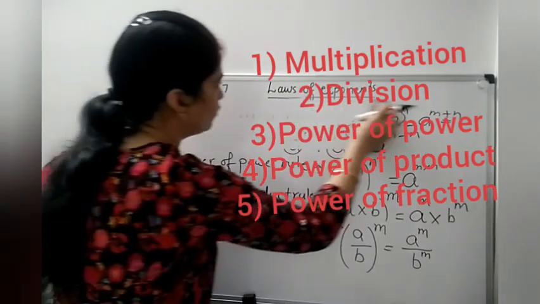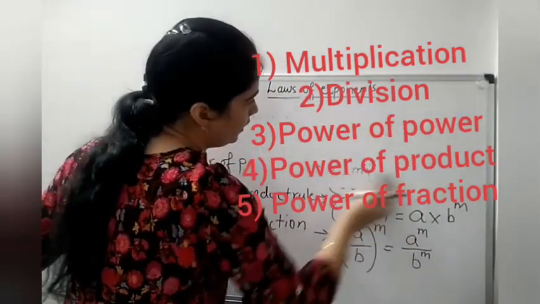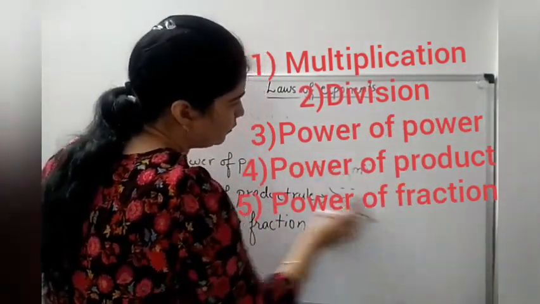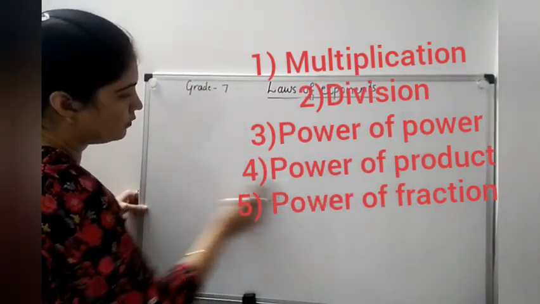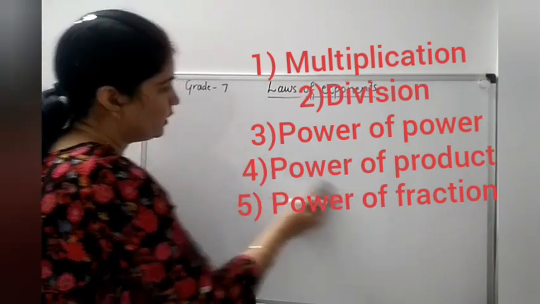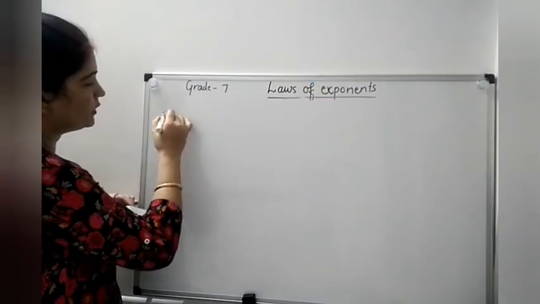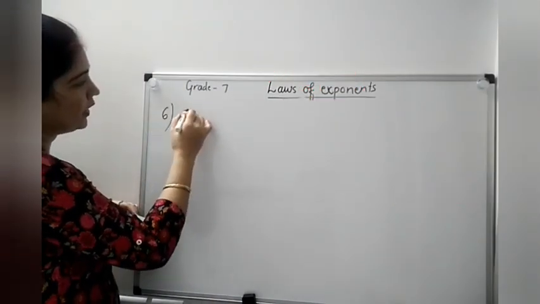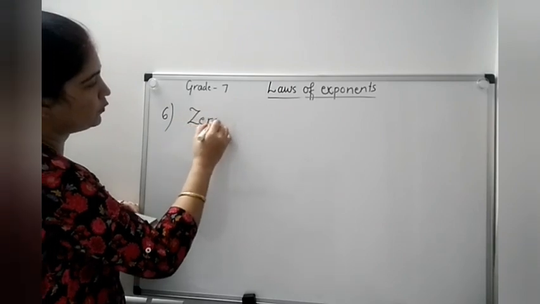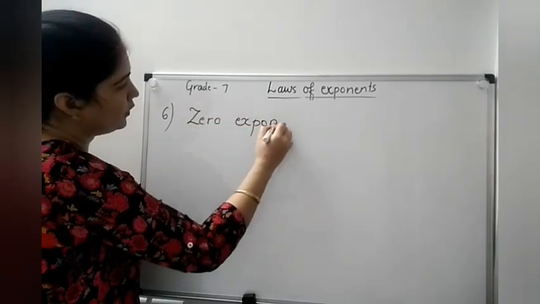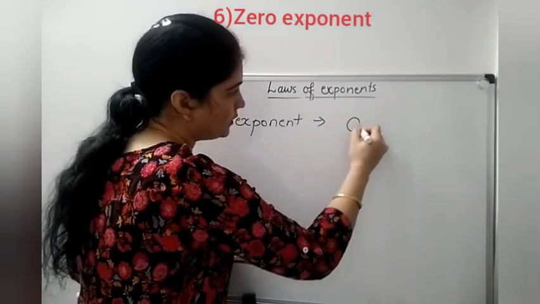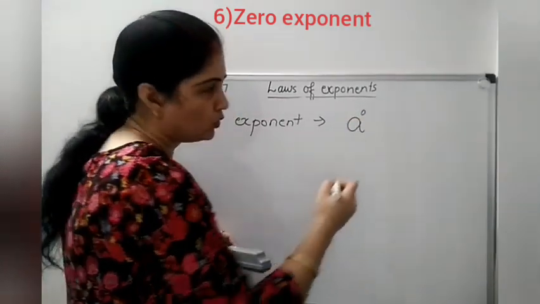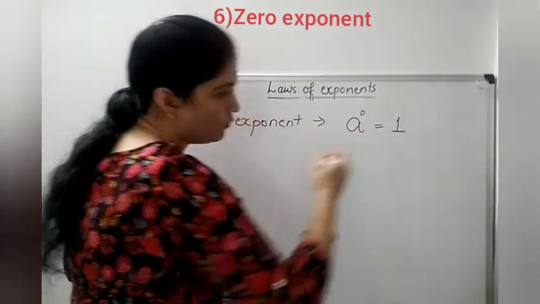There are 3 more rules. In all these 5 rules you have seen changes in the bases. Sometimes the bases are in multiplication form, or division form, or fraction form. But now the other 3 rules will tell us what happens when the exponent has different values. Suppose 0 is the exponent, the zero exponent rule.